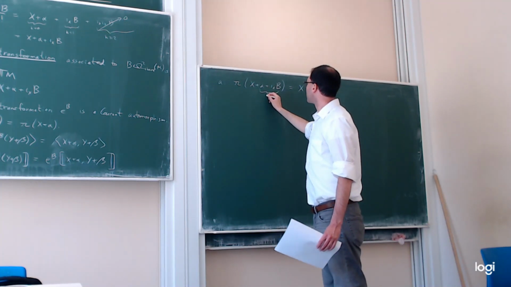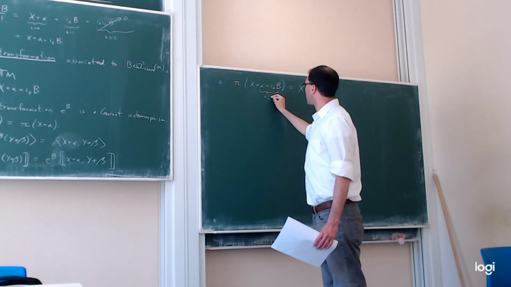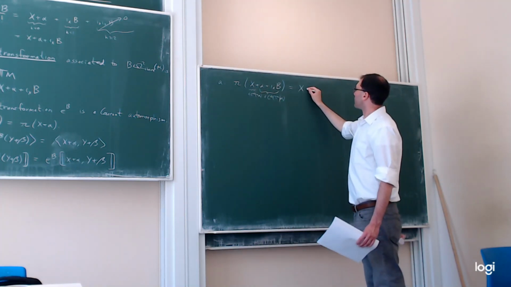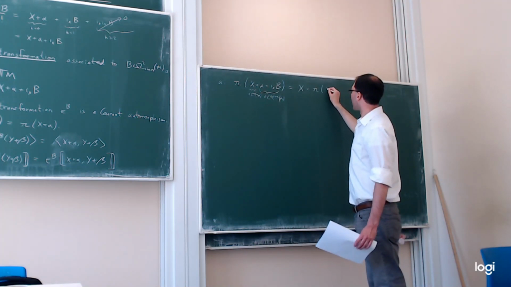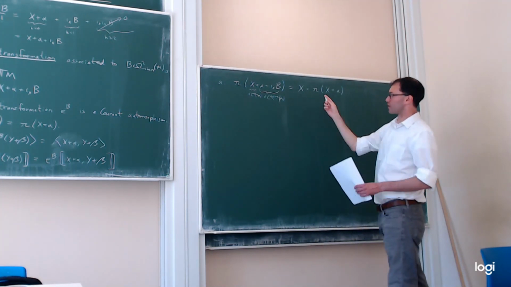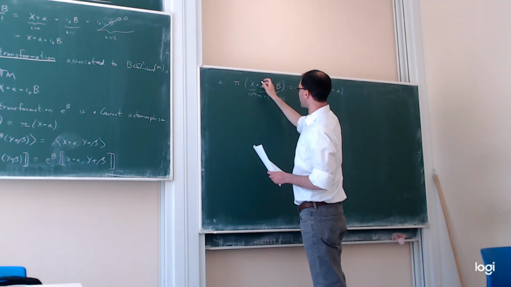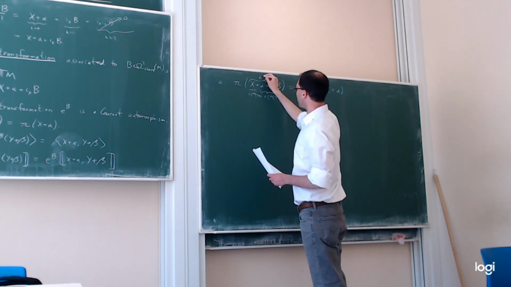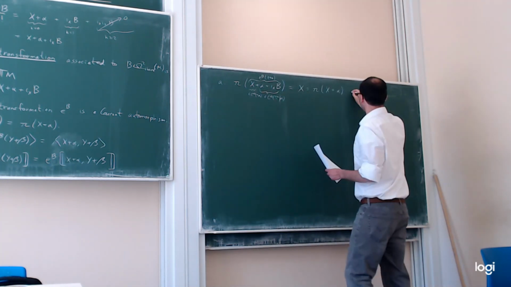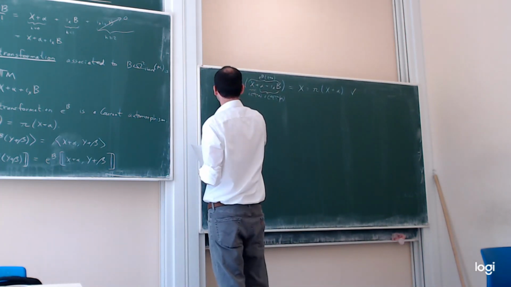So these are sections of the dual tangent bundle. X, a vector field, is a section of the tangent bundle. But that's just the same as pi applied to x plus alpha. And so this is what we wanted to show. Oh, and then, of course, this here is the B field transformation applied to x plus alpha. So, done.